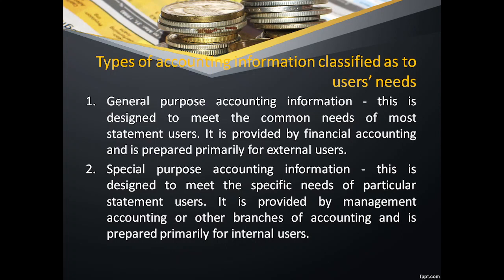Types of accounting information are classified by the users. General purpose accounting is for external users, special purpose accounting is for internal users. General purpose accounting information is designed to meet the common needs of most statement users. It provides the financial accounting and is prepared primarily for external users. Next would be special purpose accounting information. This is designed to meet the specific needs of a particular statement user.